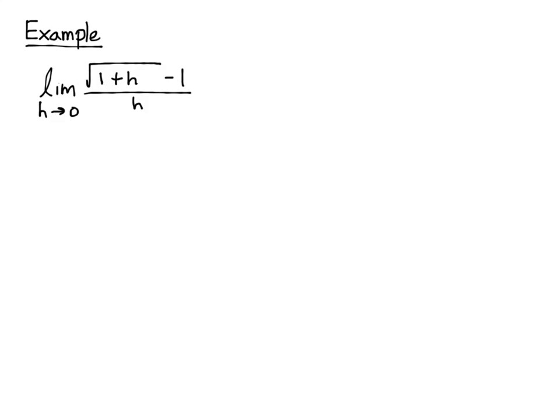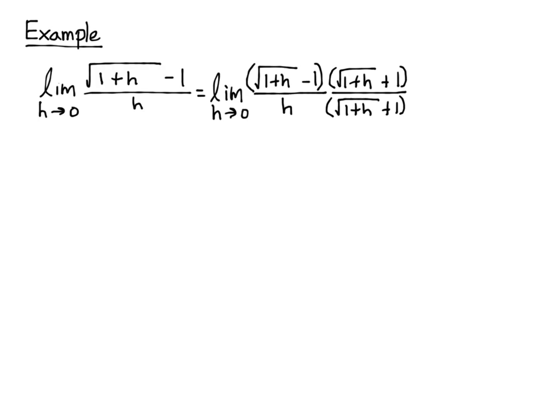So we need to change the form. Anybody have any idea? How do we deal with something, how do we get a variable outside of the square root? Yes? So is it like square root of 1 plus h? So you multiply by square root of 1 plus h plus 1? Yeah, and that's called the conjugate, right? So what we're going to do is multiply this by square root of 1 plus h plus 1. And, you know, this is 1, right?